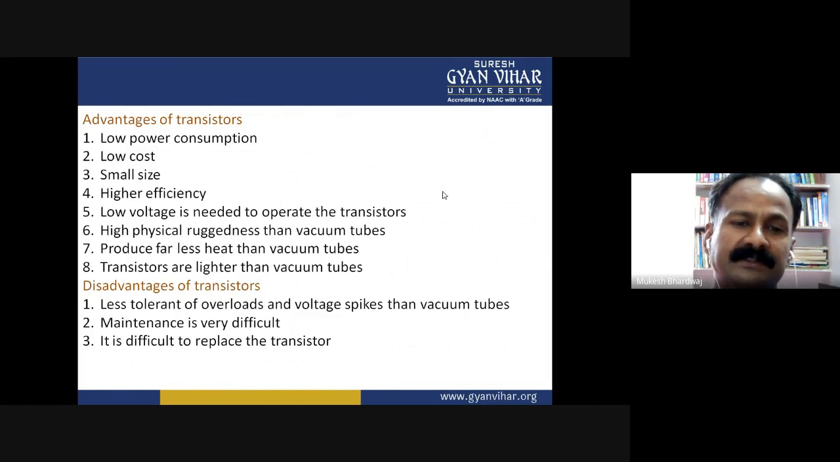The disadvantages of transistors: they are less tolerant of overloads and voltage spikes than vacuum tubes. Maintenance is very difficult. It is difficult to replace the transistors.